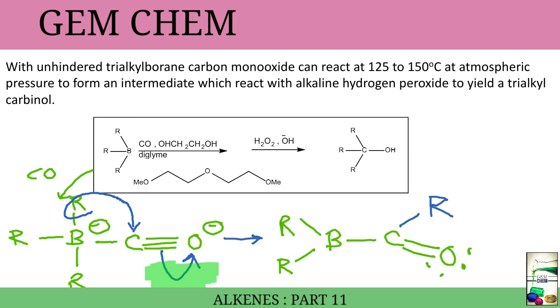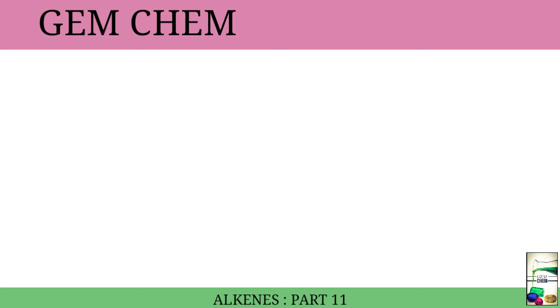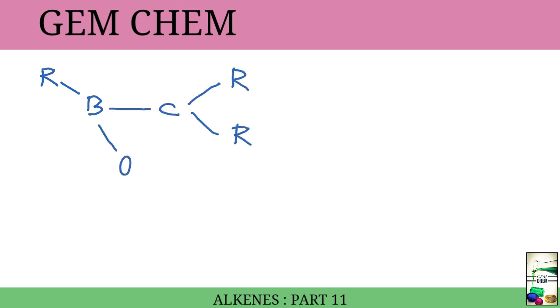Now what will be the next step? The next step will be another R will migrate to this carbon and another bond will open up, and this lone pair will get attached to boron to satisfy its valency, since boron has 3 valency. Now in the next step we obtain such a thing, that is, here is a B, here is a C, and there are 2 R's which have migrated, and here is the oxygen and this is bonded.